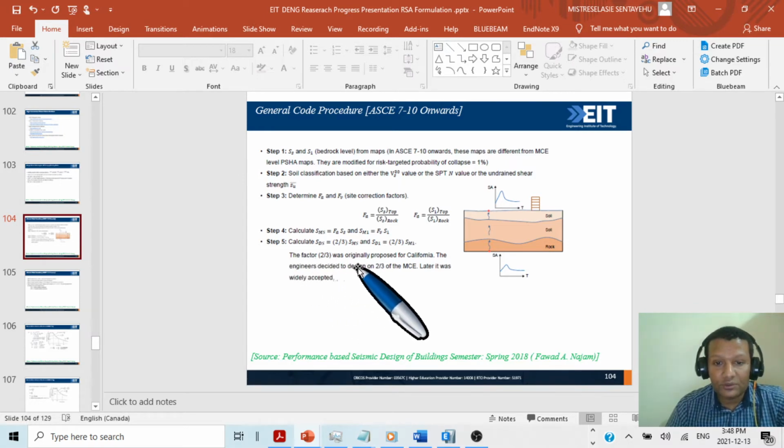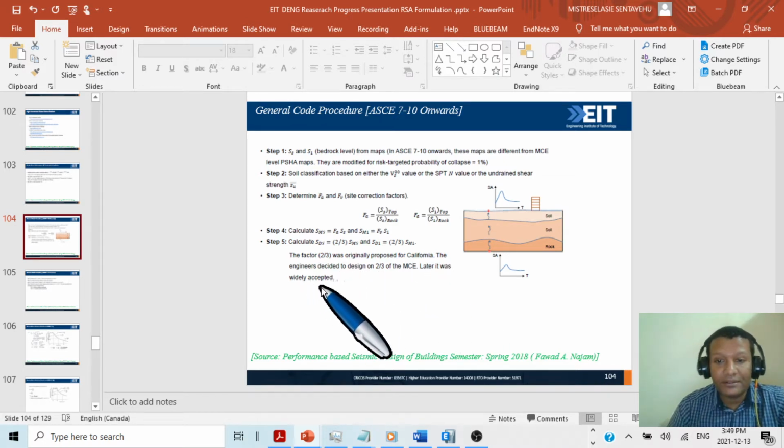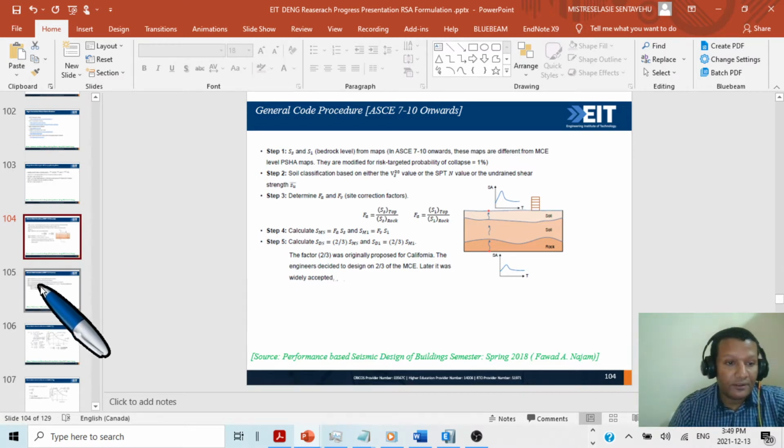The factor 2/3 was originally proposed for California. The engineers decided to design on 2/3 of the MCE. Later it was widely accepted. So let's continue. This is the 5th step.